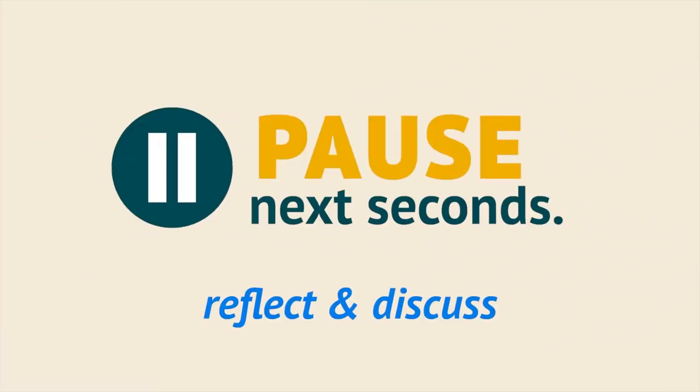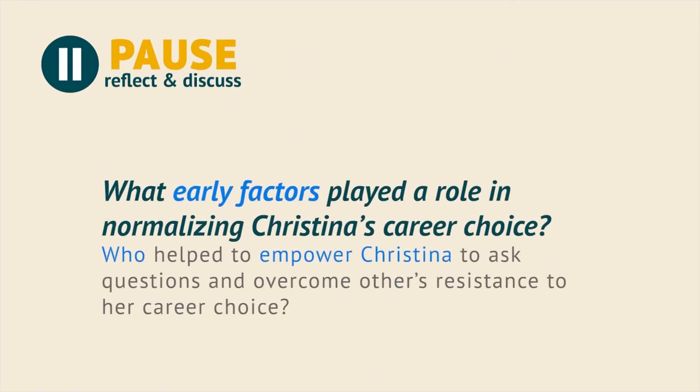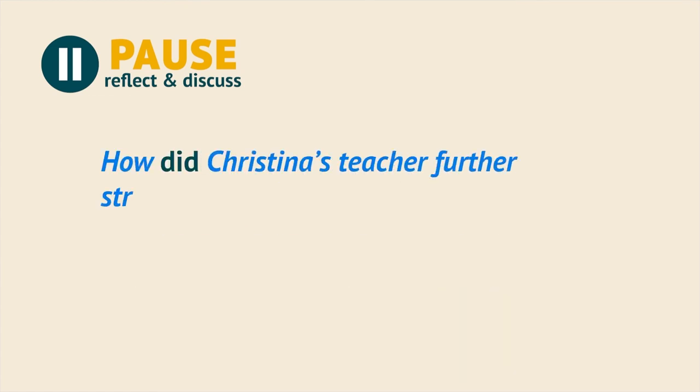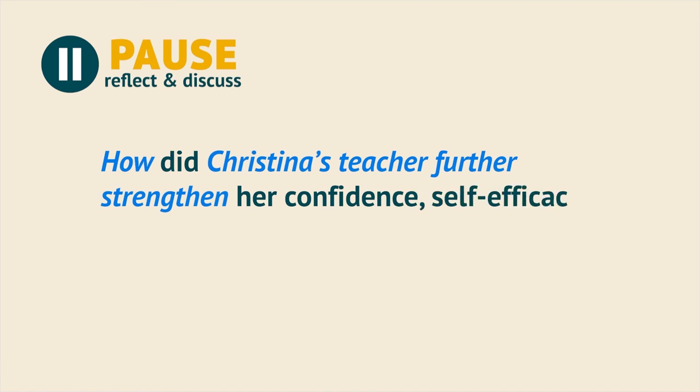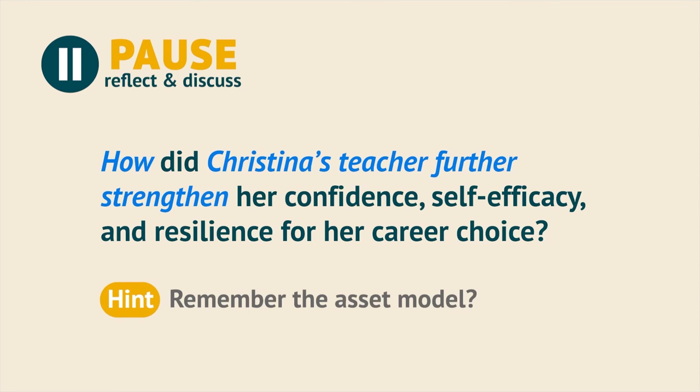Pause, reflect, and discuss the following questions. What early factors played a role in normalizing Christina's career choice? Who helped empower Christina to ask questions and overcome others' resistance to her career choice? How did Christina's teacher further strengthen her confidence, self-efficacy, and resilience for her career choice? Hint, remember the asset model?